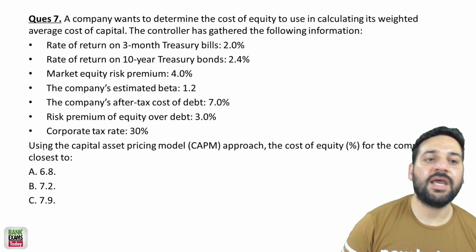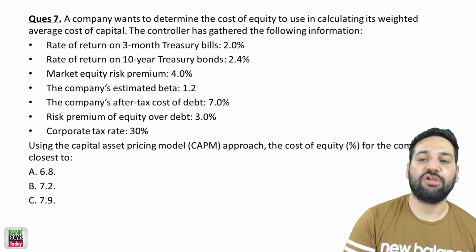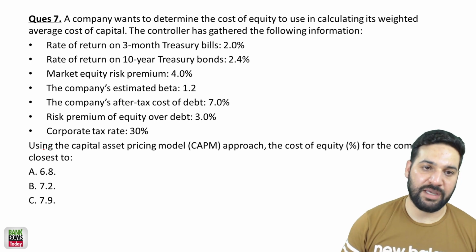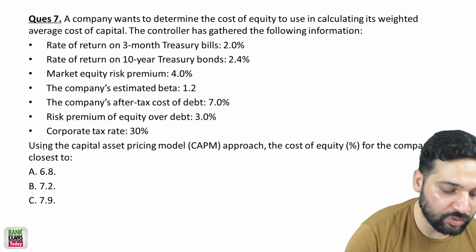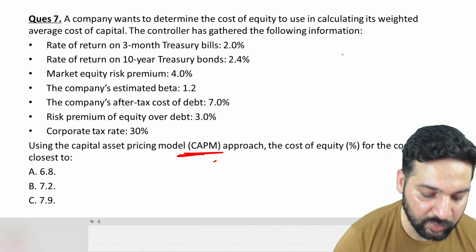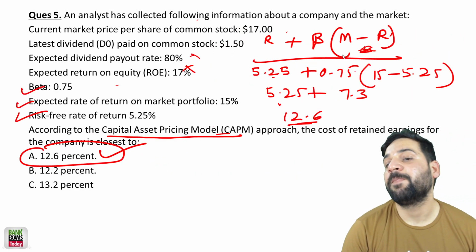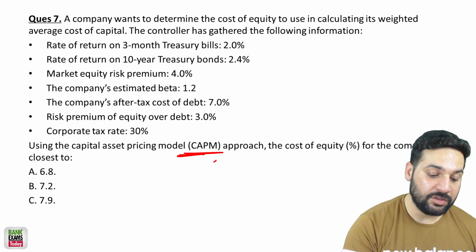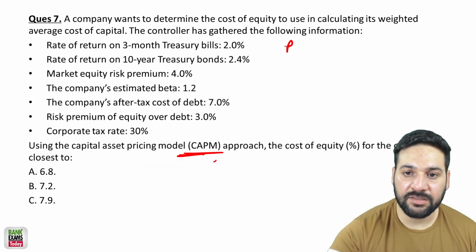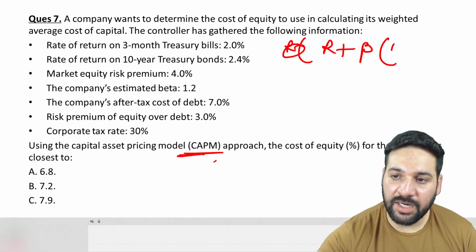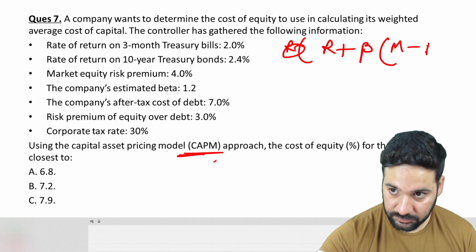So the next question: a company wants to determine the cost of equity using the calculation in the weighted average cost of capital. So using the CAPM, again you need to use the CAPM method. Again, remember this formula. What do you need? The risk-free return, the beta and the market rate. So we got the risk-free return plus beta times market rate of return minus risk-free return.